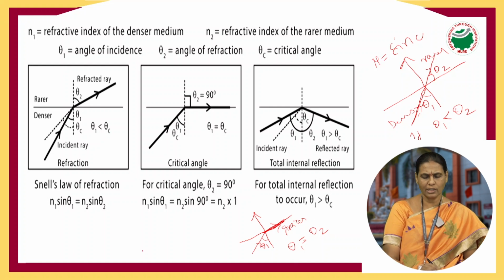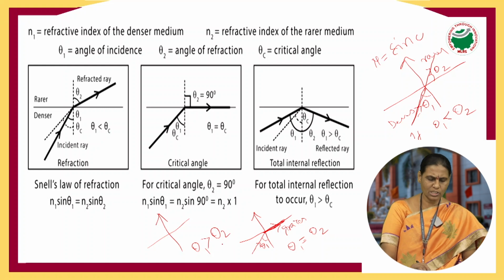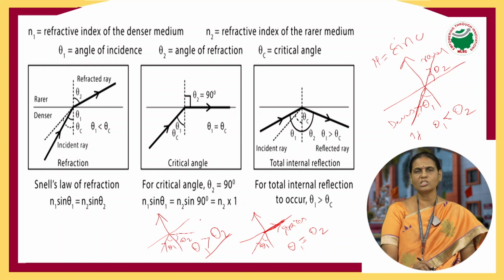The third condition is when theta 1 is greater than theta 2. We have come across the three conditions: theta 1 less than theta 2, theta 1 equal to theta 2, and third, theta 1 greater than theta 2. Now the light ray is passing from the denser medium, making an angle of incidence theta 1. Under this condition, theta 1 greater than theta 2, the light reflects back into the same medium, making an angle of reflection theta 2.